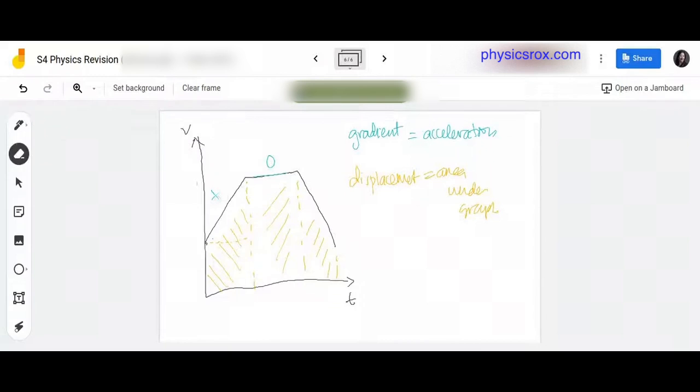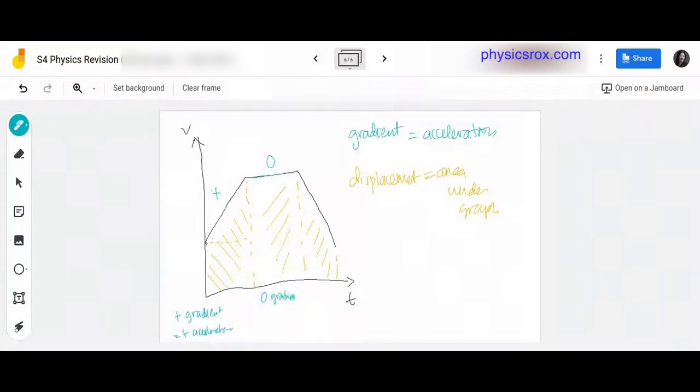I was trying to do a cross, but you can't see it on camera because the camera's not on. So anyway, this is positive acceleration, because positive gradient. Positive gradient means positive acceleration. Zero gradient means zero acceleration. Negative gradient means negative acceleration. Everything you can interpret from the gradient, you apply it to the acceleration for this kind of graph.